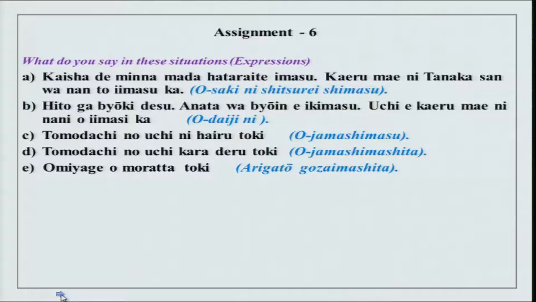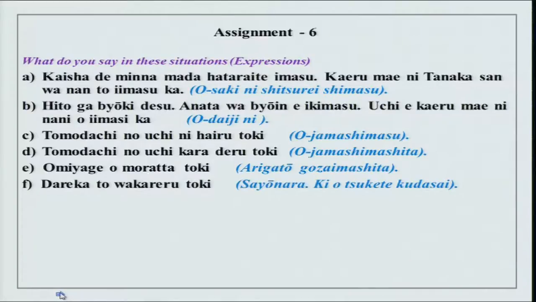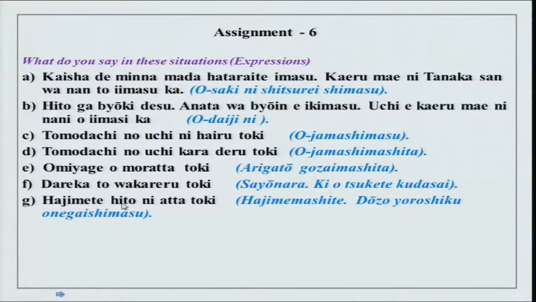Both can be used. Dareka to wakareru toki. Wakareru is to part. Wakareru actually means to separate. Over here, when you part from someone, then what do you say? Sayonara. Ki o tsukete kudasai. Ki o tsukete we already did last time. So, well, hajimete hito ni atta toki. That is your introduction. Hajimemashite. Dozo yoroshiku onegai shimasu.